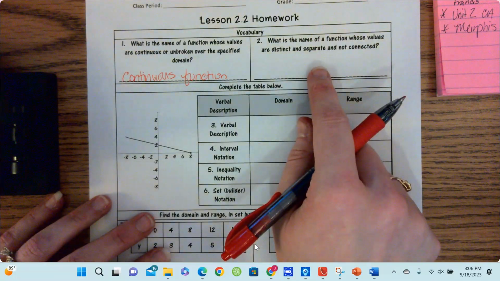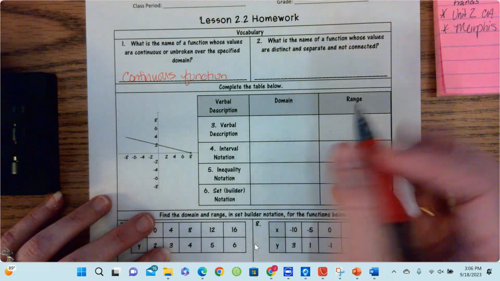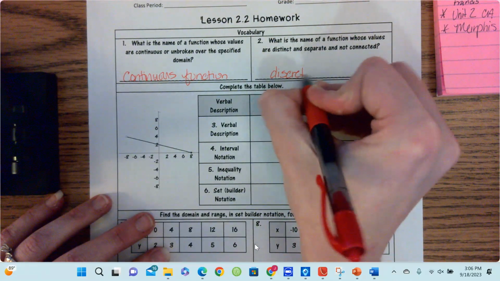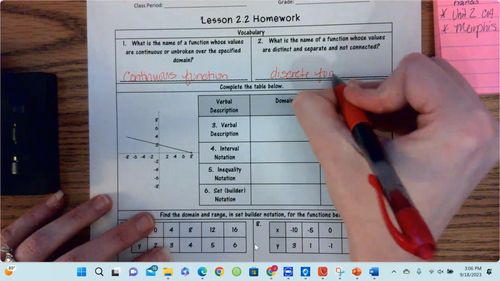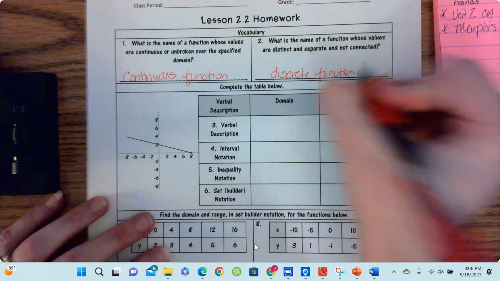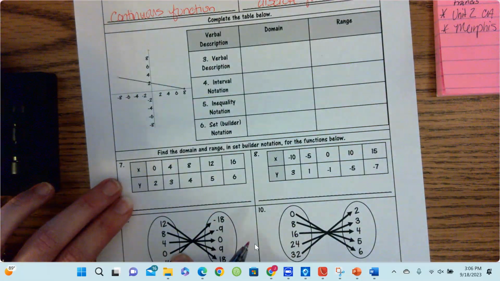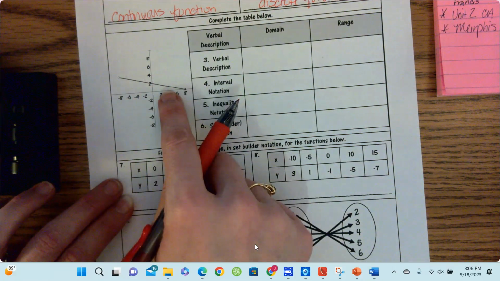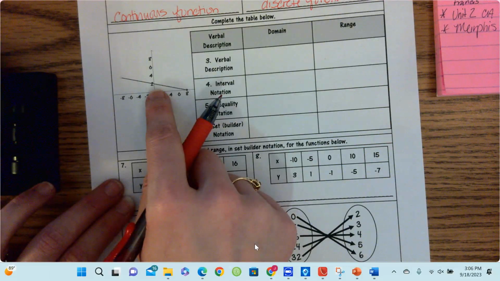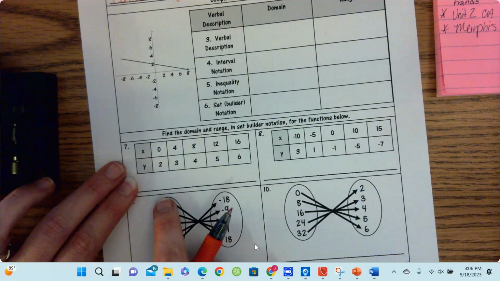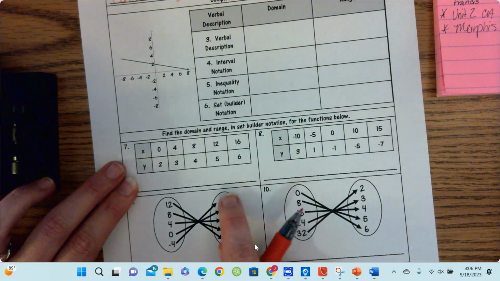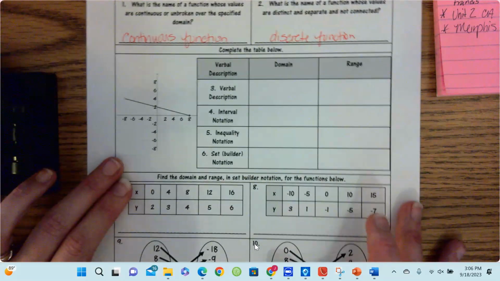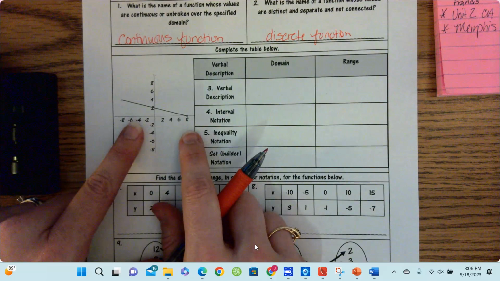What's the name of a function whose values are distinct and separate and not connected? That's a discrete function. So that's like a mapping. So this one, every value is going to get hit in between those points on that line. But on a mapping, these are the only x's we have. These are the only y's we have. And so that's discrete.